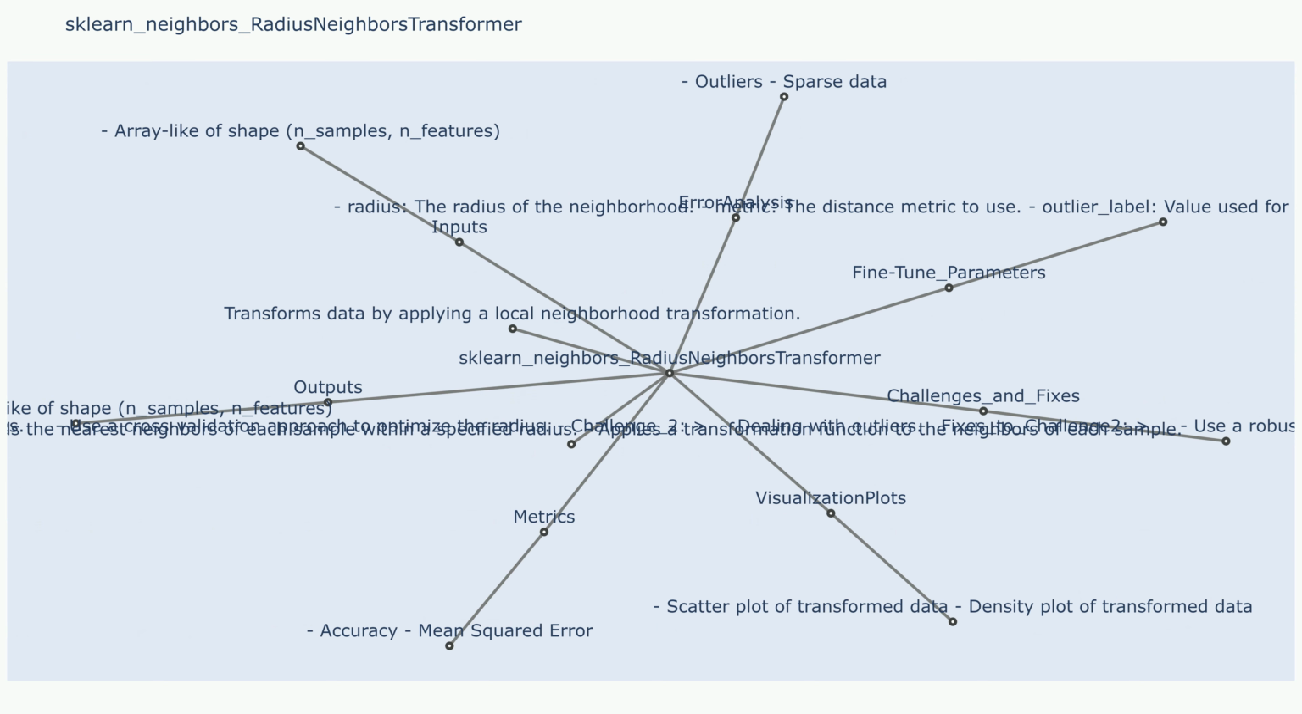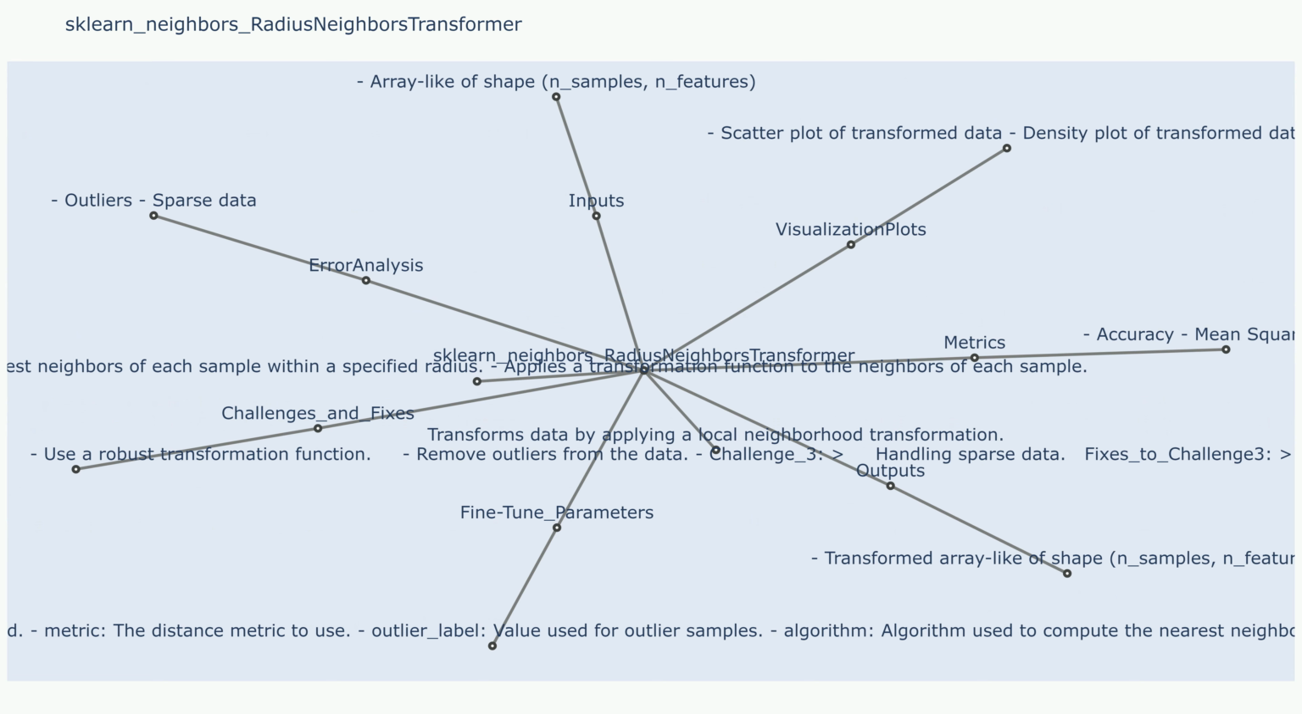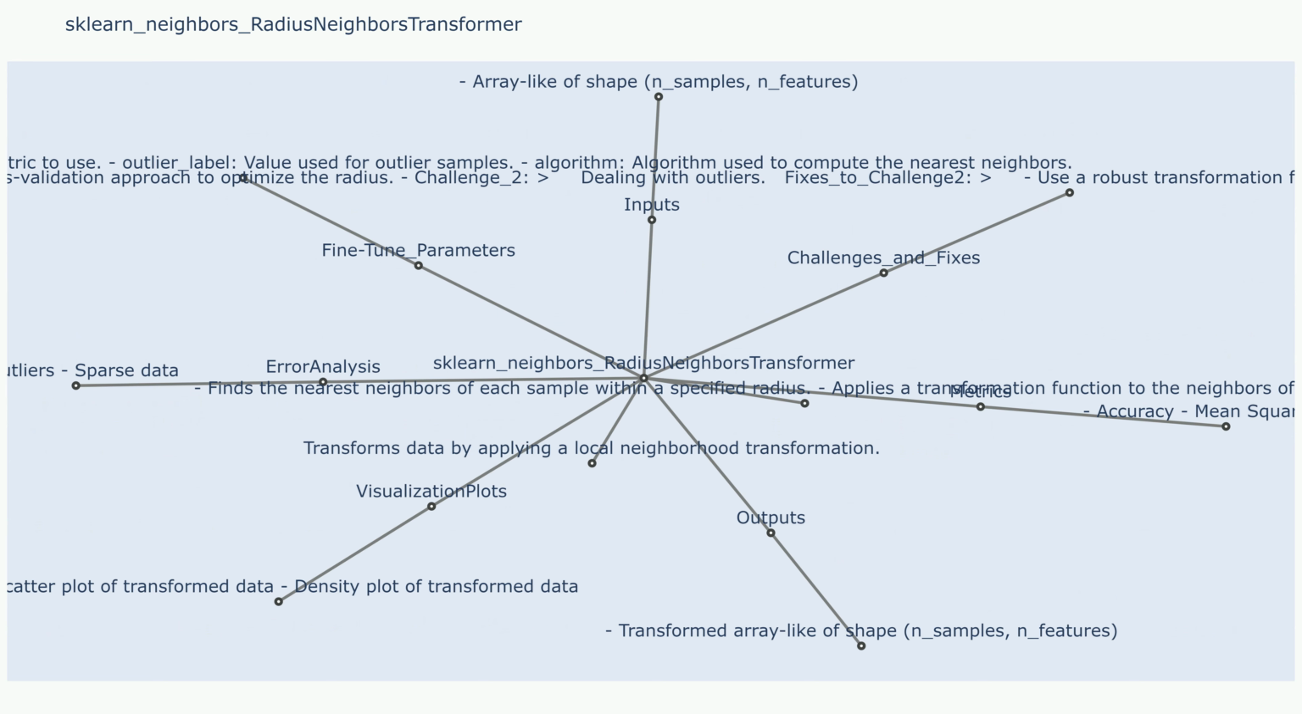Steps. 1. Find neighbors for each sample in X. The algorithm searches for all other samples within a specified radius. 2. Calculate weighted average. The transformed value for each sample is computed as a weighted average of its neighbors within the radius. The weights can be uniform, equal weight for all neighbors, or based on distance, where closer neighbors have higher weights.